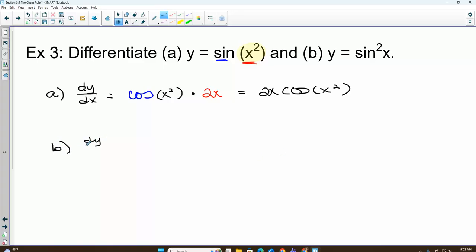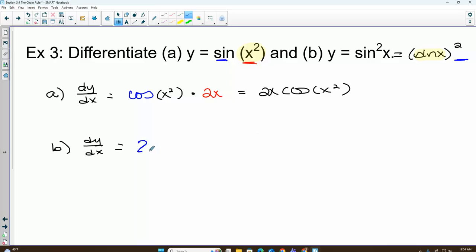1b. Sine squared x, what that means is you have the sine of x, squared. So this time, sine is on the inside. We start with the outside, which is something squared. So how do we do the derivative of something squared?